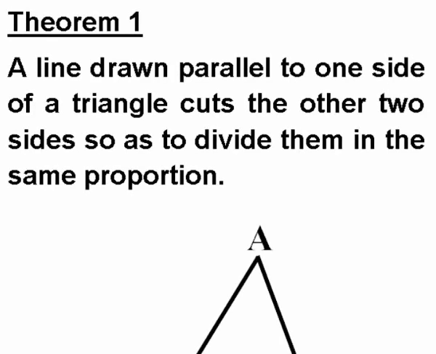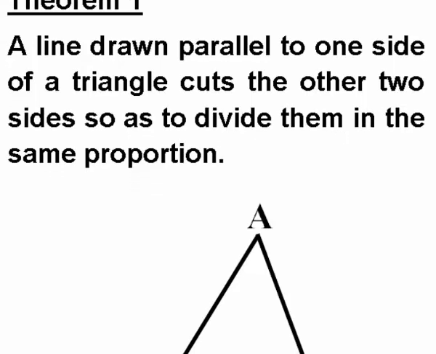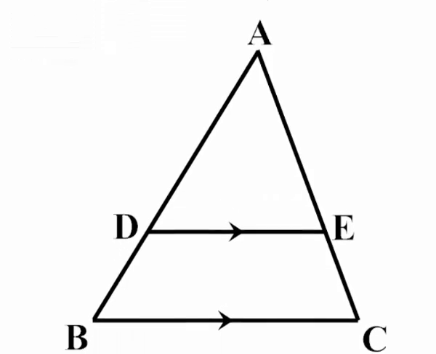Okay, Matrix, what we're going to be dealing with now is the proportionality theorem. It's really called Theorem 1 in the textbooks. But what it says, very simply, is a line drawn parallel to one side of a triangle cuts the other two sides so as to divide them in the same proportion. Now that's quite wordy. So let's have a look at this.